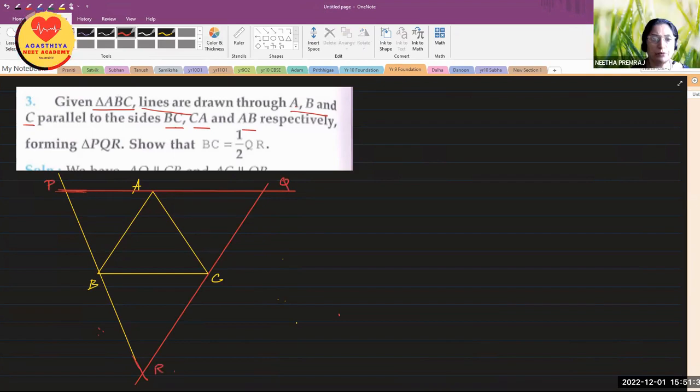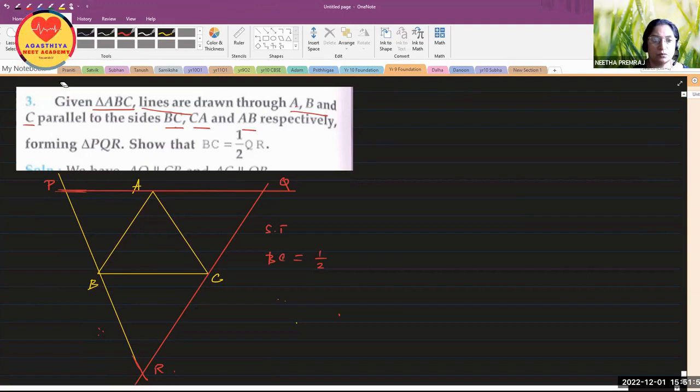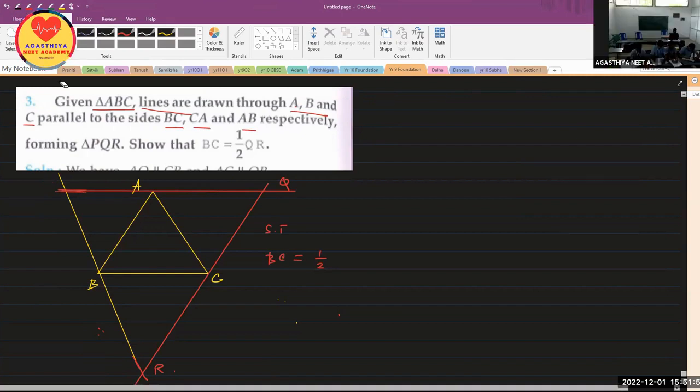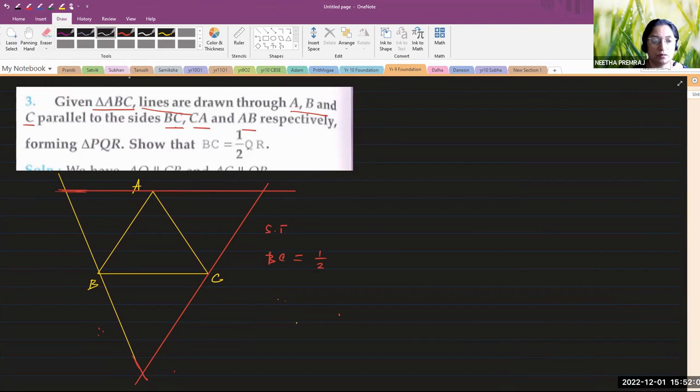Now you have to show that BC is equal to half of QR. I think I named something wrong. Wait one second. BC means this is QR, this must be P. Okay. BC is equal to QR. This is what you have to prove. Okay, guys, tell me what is the idea?